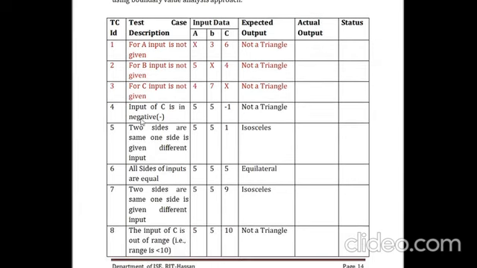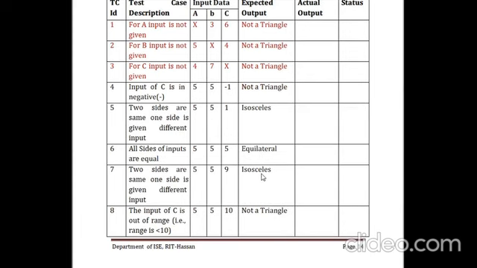Coming to test case 4, input C is a negative value, which is less than 0, or less than 1. Here A and B are equal sides, but for C the condition does not hold, that is, the condition A less than B plus C, B less than A plus C and C less than A plus B does not hold, that's why it is not a triangle. If two sides are equal, it is definitely isosceles. If all sides are equal, it is an equilateral. So we can give 5, 5, 9 as isosceles and 5, 5, 5 as equilateral.